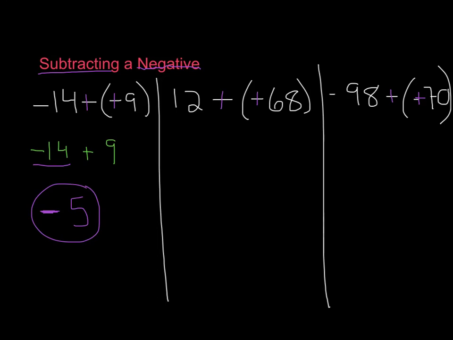Now over here, after we added the opposite, we have 12 plus 68. No negatives at all, so this is really easy. 12 plus 68 is 80.